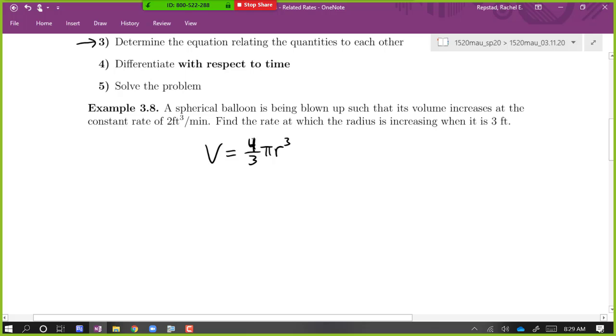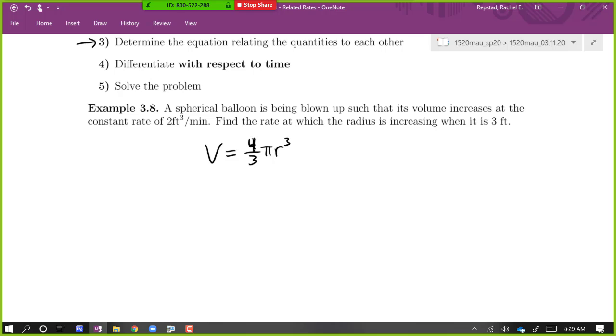I don't expect everybody will have that memorized. If there are some of these geometry formulas that come up, if there's a problem like this on a quiz or a test, I just include it in the problem. Like, remember that the volume of a sphere is given by this formula. So there's our equation. There's no derivatives in that equation.